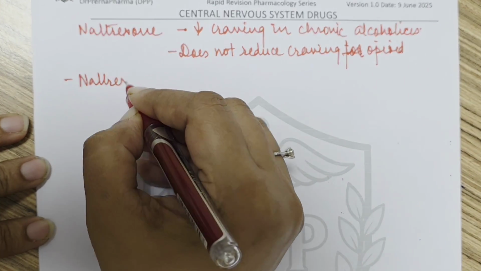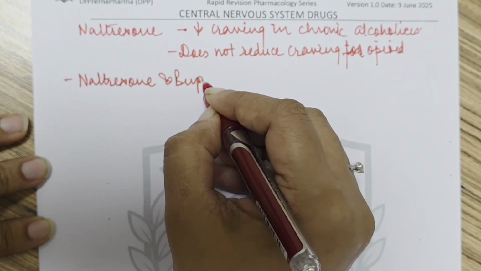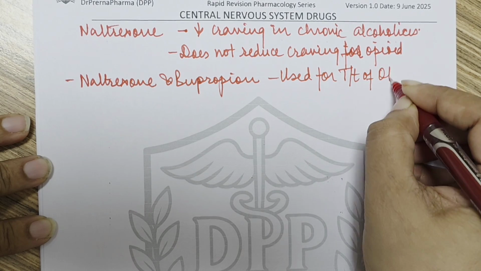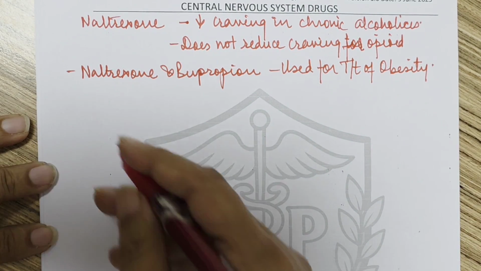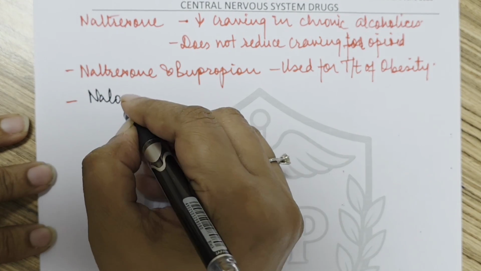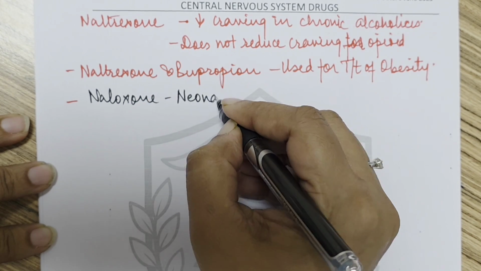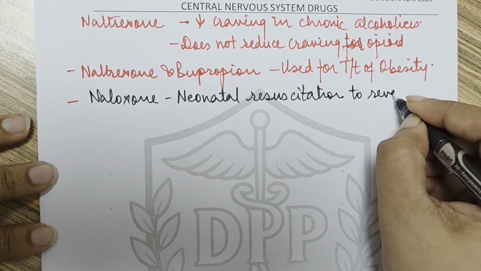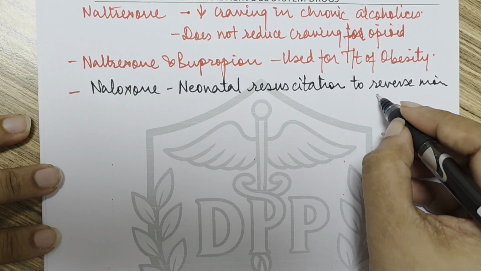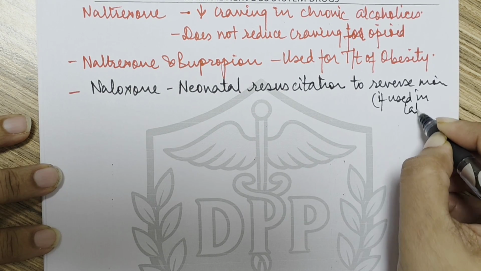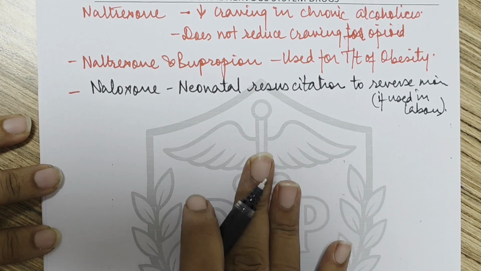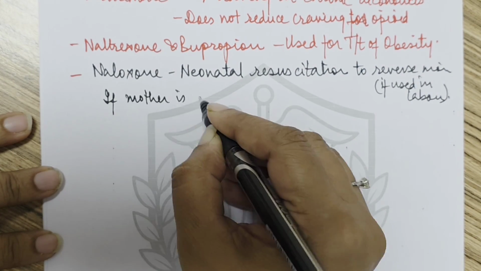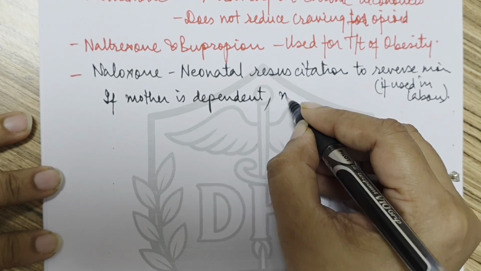Then naltrexone and bupropion are used for treatment of obesity, right? Then naloxone is also used in neonatal resuscitation. So this is the drug of choice in neonatal resuscitation to reverse the effect of morphine if it is used in labor, right? If mother is dependent on morphine, then naloxone should not be used, otherwise it will precipitate withdrawal. So if mother is dependent, then do not use.